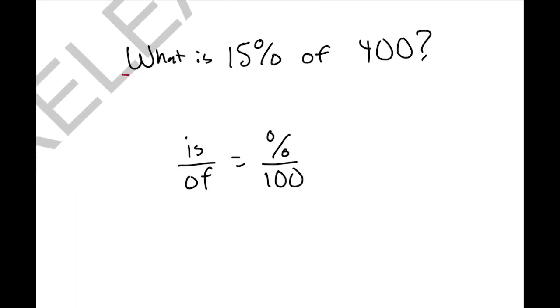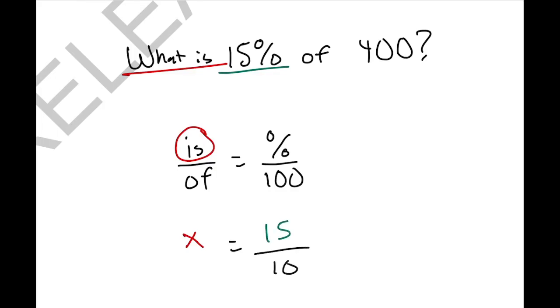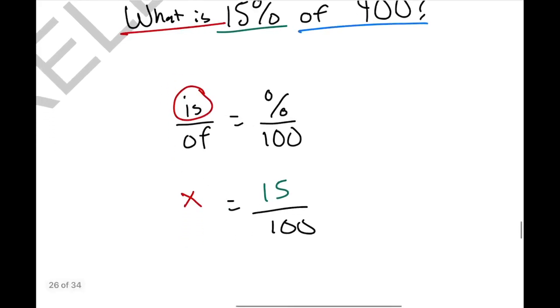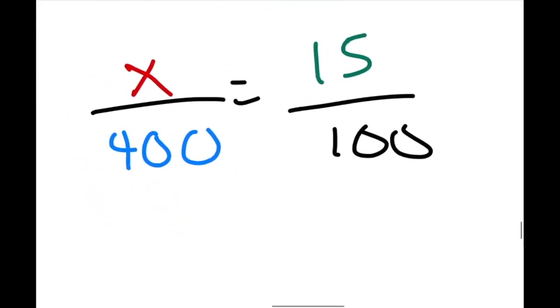And let's set it up. What is? We don't know what the value for is, so we're going to put X for that. It then says 15%, so that goes over the 100. And then it says of 400, so we're going to say 400 on the bottom part of our first fraction. So X over 400 equals 15 over 100.